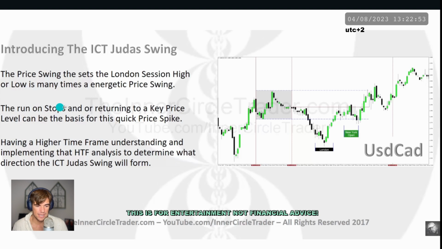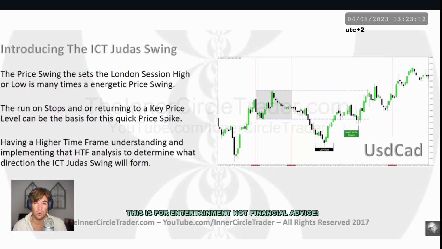As it explains here, it talks about running on stops and returning to key price levels can be the basis of the quick price spike. Having a higher time frame understanding and implementing that higher time frame analysis to determine what direction the ICT Judas move will form. And this is key.